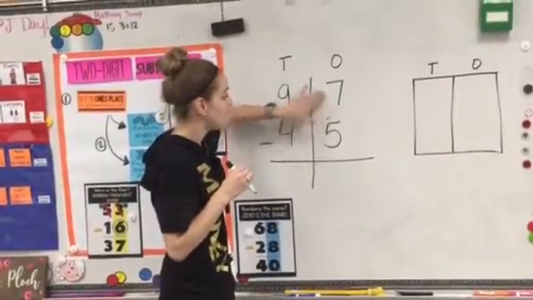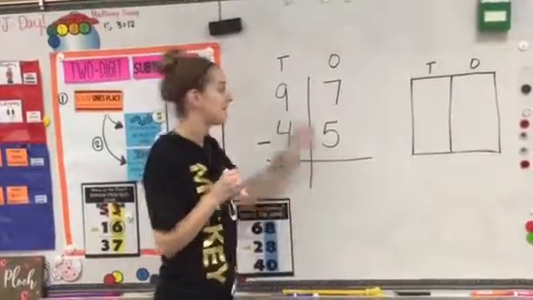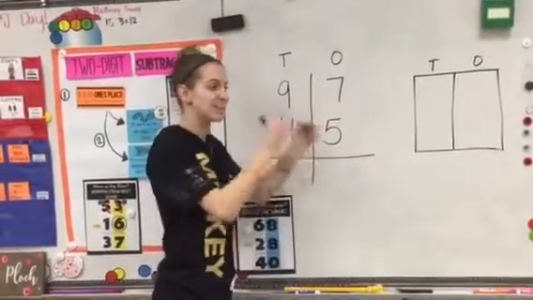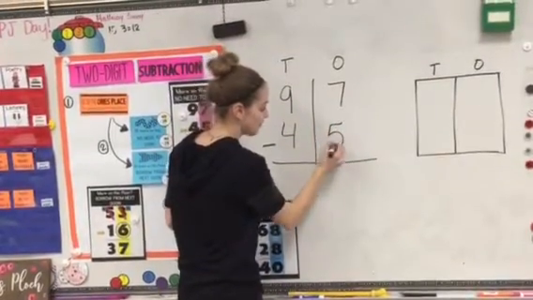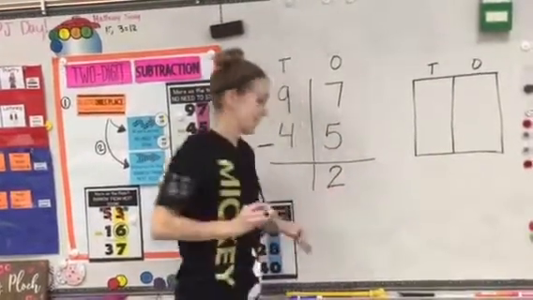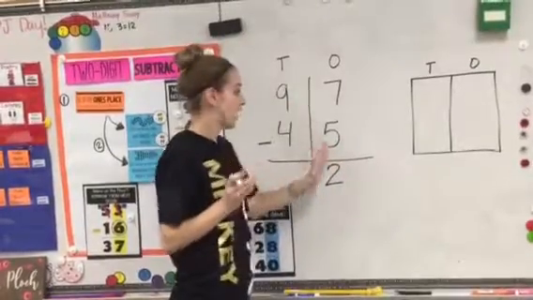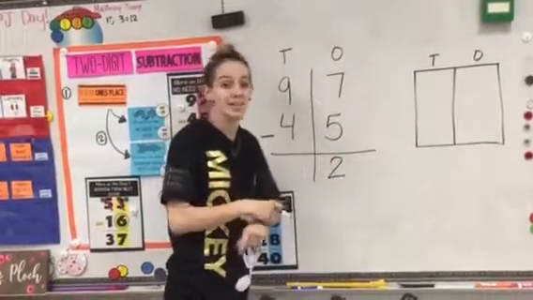More on top, no need to stop. Meaning I can just start here and, like we said, count backwards. 7, 6, 5, 4, 3, 2. I don't need to regroup. I can do that. 5 is less than 7. I'm just going ahead and count backwards.